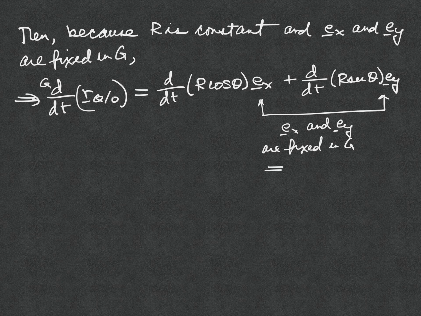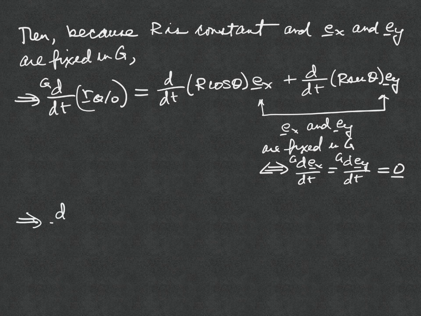And as a result, that means that dEx dt in G is equal to dEy dt in G, which is equal to 0. So I would have a product rule. I'd have the derivative of the first times the second plus the first times the derivative of the second, but there is no product rule in this case because these basis vectors, EX and EY, are fixed in G. So as a result, I can now write that the rate of change in G of the position of Q relative to O is equal to, well, as I said, R is constant.